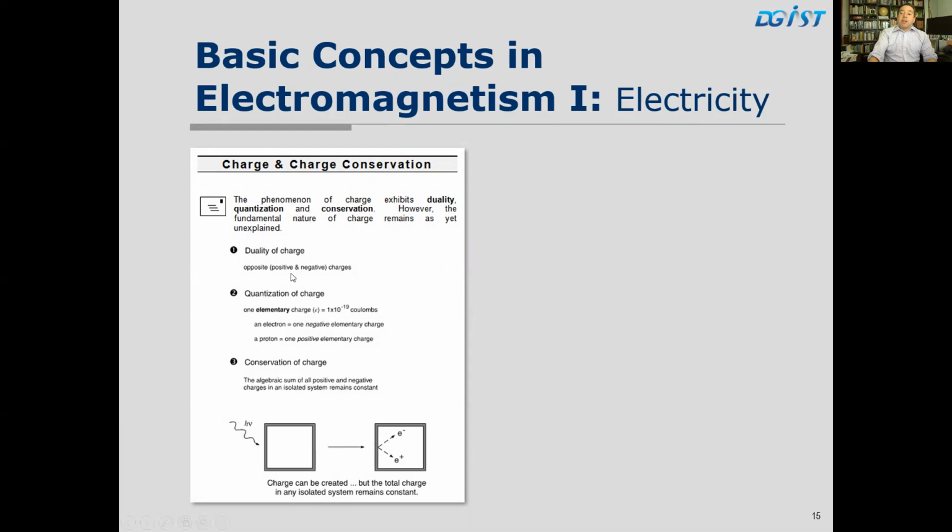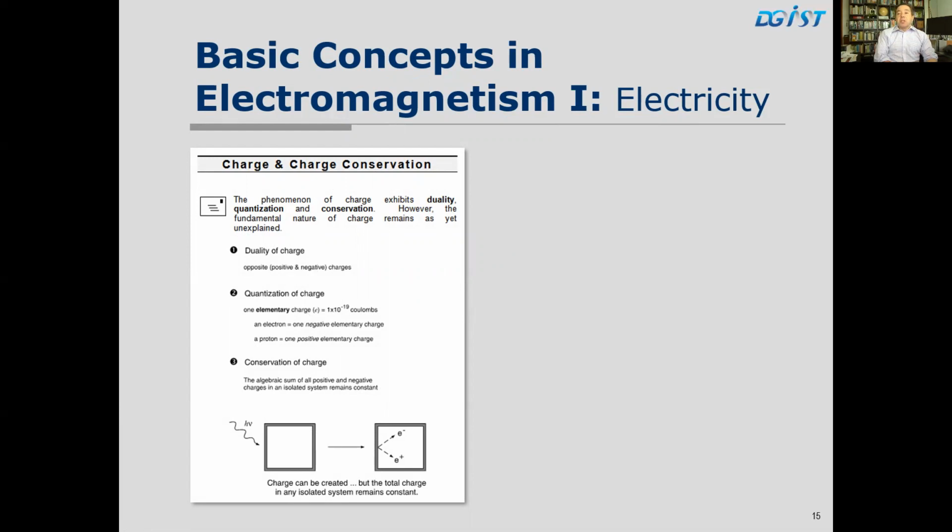And these charges have three important properties. These include the duality of charges. You're well familiar with positive and negative charges. And like charges will repel, have a higher energy, and opposite charges will attract, have a lower energy.